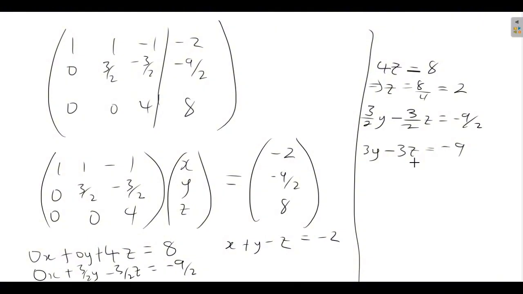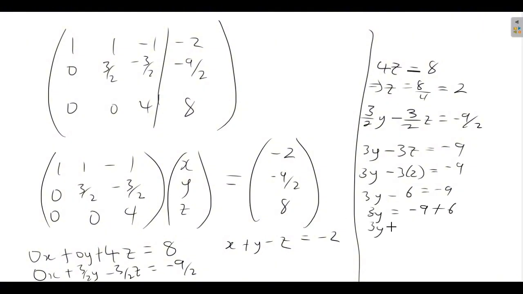Don't forget we have found z. Z gave us 2. So we substitute that over there. So 3y minus 3 times 2 is equal to negative 9. And we are left with 3y minus 6 equal to negative 9. We move negative 6 to the other side. So negative 9 plus 6.